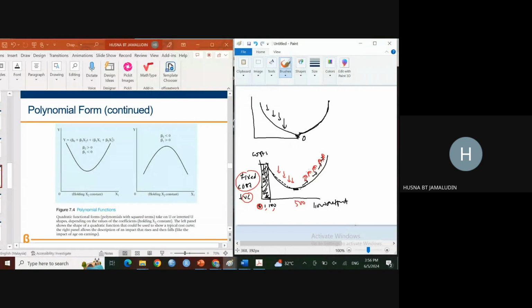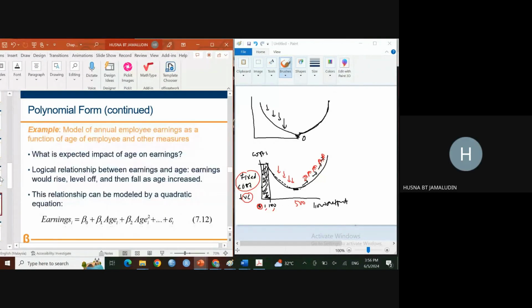Is it clear? How do you have this U shape? Yes, clear, madam. Okay, let's proceed.